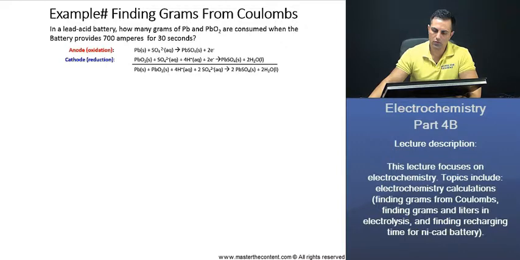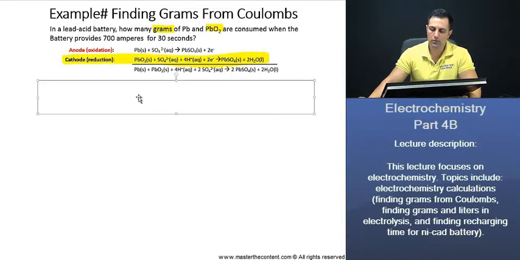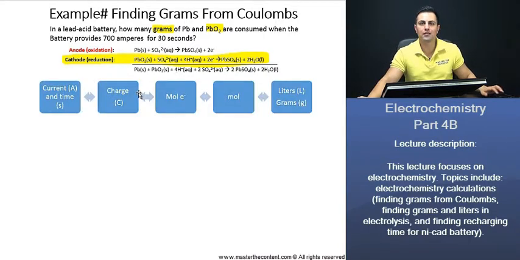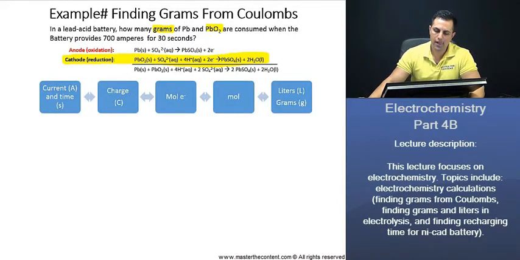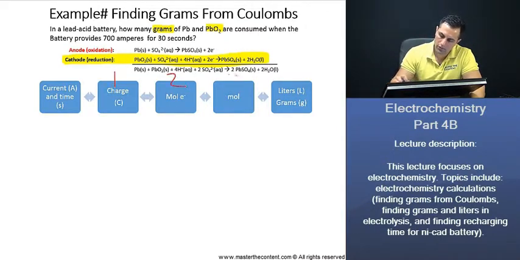Now we are looking for grams of lead oxide. In a lead acid battery, how many grams of lead oxide are consumed when the battery provides 700 amperes for 30 seconds? Well, here we're taking a look at the reaction at the cathode now. How are we going to solve this problem? We can just take the exact same method, and we know that we will end up having 1, 2, 3, 4 conversions again.